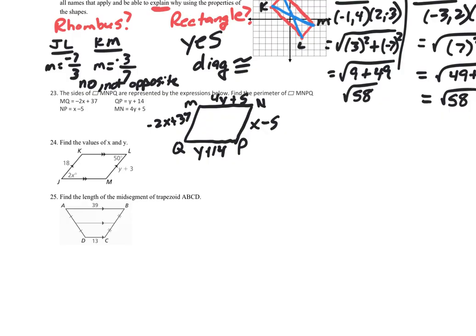So how do I find the perimeter of a figure? What do you think, Bryson? Perimeter is what? If I know all four sides, what would I do to all four sides? Add them all up. Yep. Add up all four sides, so that's my perimeter. Okay? So we've got to find all four sides first. It doesn't come out and say find all four sides, but we've got to know all four sides.